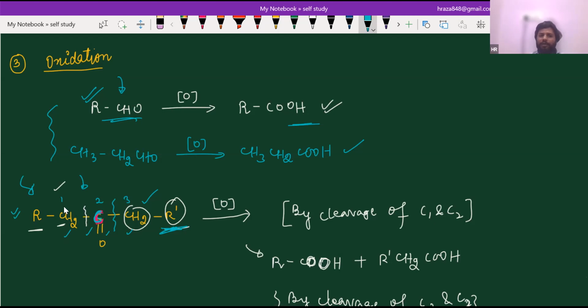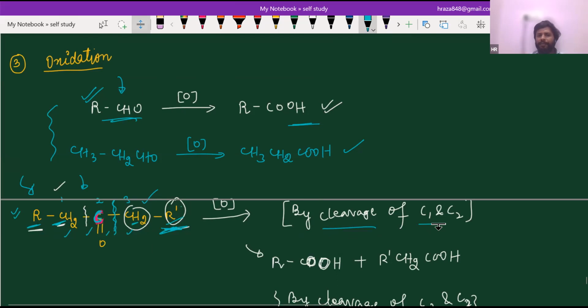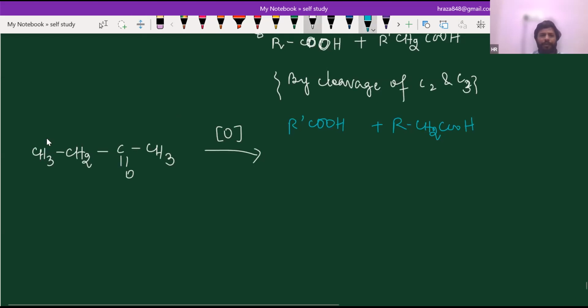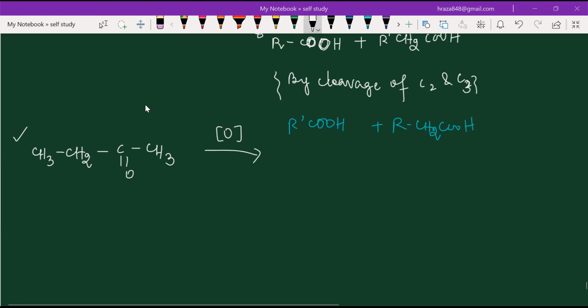So you can see the cleavage between C1 and C2 gives RCOOH and R dash CH2 COOH. And again, if you break the other bond, you get R dash COOH and R CH2 COOH. There will be four products. So in that way, I'm going to give you a question. Please oxidize this ketone. It's very easy.